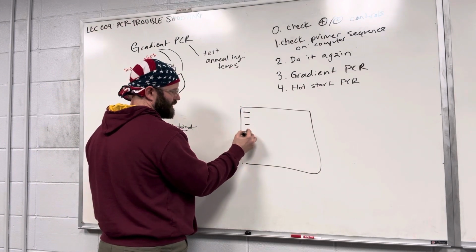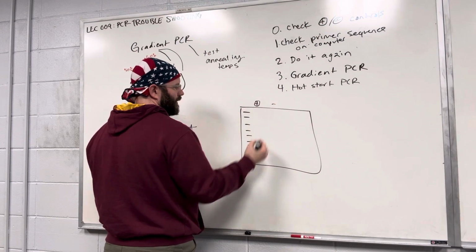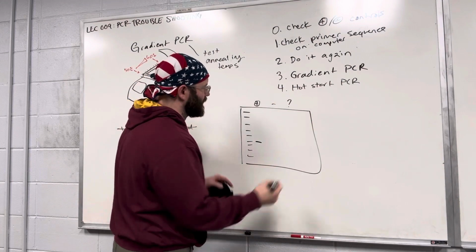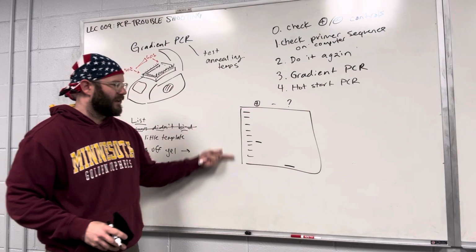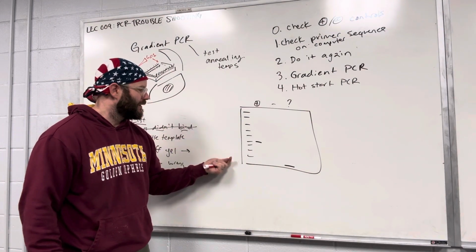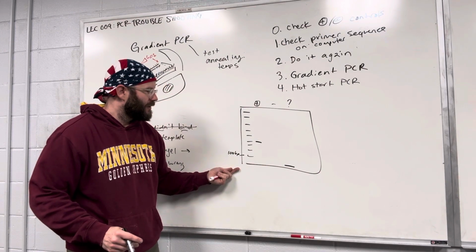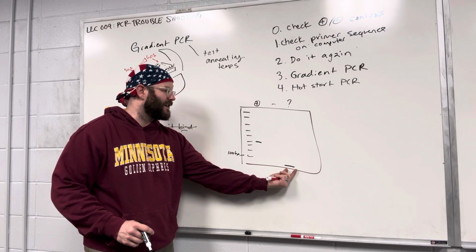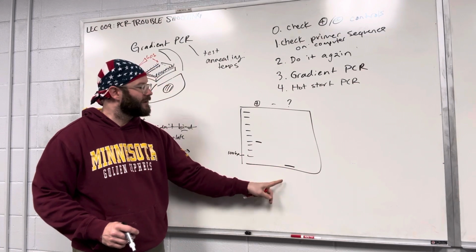So if you have, let's say, a ladder, okay, and let's say you have your positive, negative, and your sample, and let's say you see something like this. This is a very common result of an agarose gel where you do a PCR. Let's say this is the 100 base pair ladder. You see this band, very, very tiny in size, on the bottom of the gel. Does anybody know what that is?